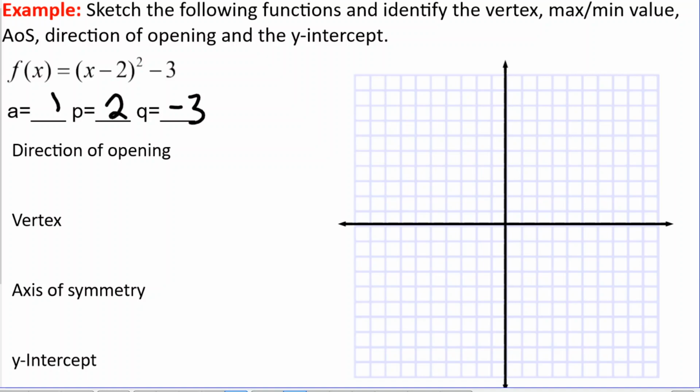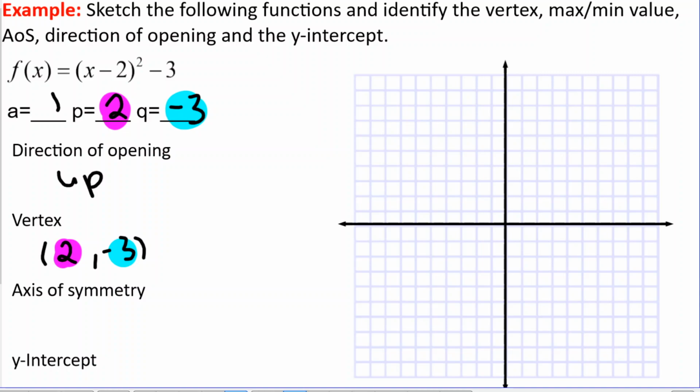So as we think about this, direction of opening comes straight from our A value. Because our A is positive, this graph opens up. Our vertex, in the past we had to use our calculator, but because we're in vertex form, we can pull it right from our P and Q values. So our vertex is 2 and negative 3. Let me clean that up. Again, that's coming straight from our P value, which is our X coordinate. Our Q value is our Y coordinate.